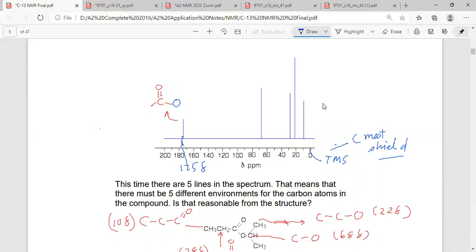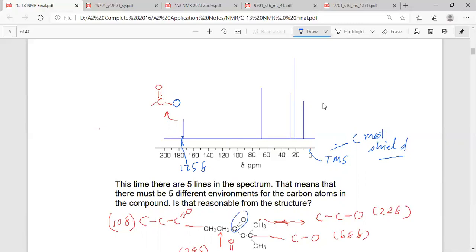Remember, the height of the peak doesn't tell you the amount of carbon. Unlike the hydrogen, where the height or the area under the curve will tell you the number of hydrogens, here it doesn't. Only the TMS will tell you the type of carbon. Here it tells you the number of carbons. So this one we have dealt with.